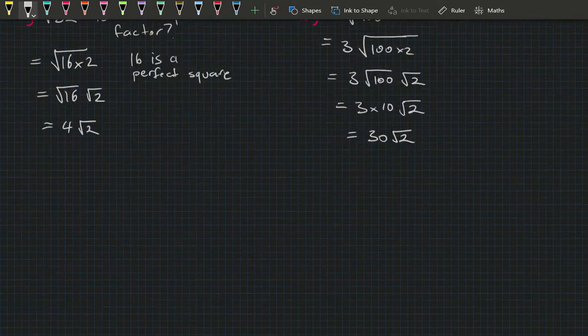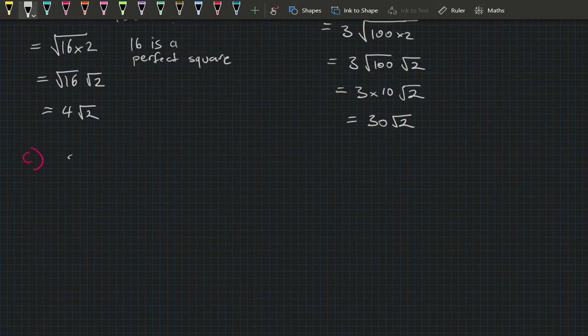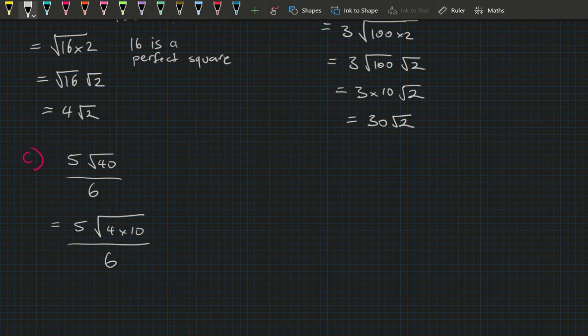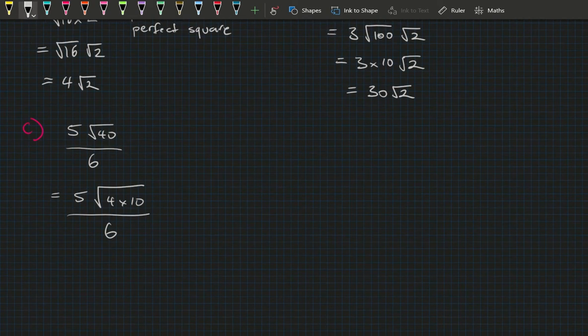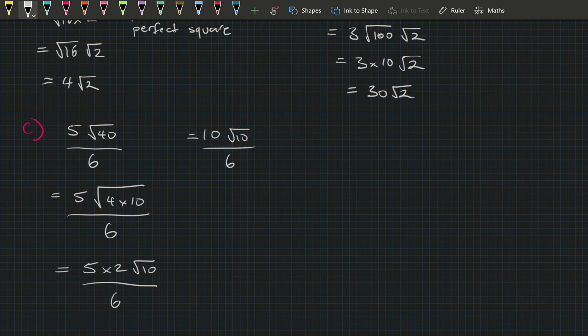So let's move on to part C, where our surd is 5 times the square root of 40, all divided by 6. So 40 has factors 10 and 4, so 4 is a perfect square and it's definitely a factor of 40. So I can rewrite that as 5 times the square root of 4 times 10, all divided by 6. And therefore the square root of 4 is 2, so I'm going to skip to the next step. And 5 times 2 is 10, so we've got 10 times the square root of 10 on 6. And I can divide 2 out of 10 and 6, so we end up with 5 times the square root of 10 on 3.